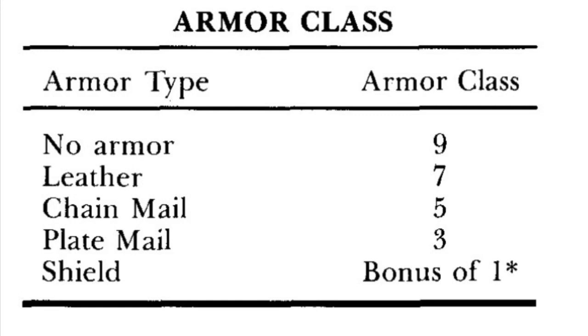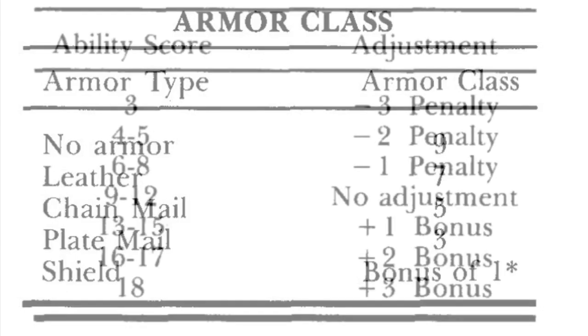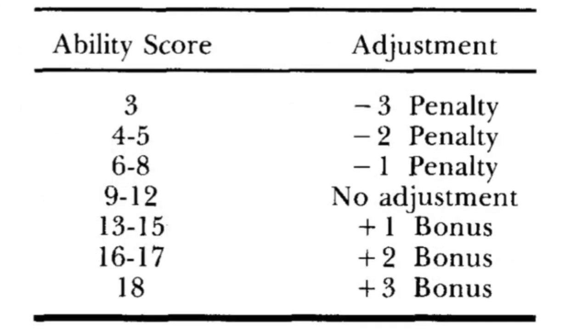So now we want to work out our character's armour class, and you can see that leather armour gives a base armour class of 7. So initially our armour class is going to be a 7. Next we check our character's dexterity score, which is a 9, and we look on the bonuses and penalties for ability scores table to see if there's any adjustment, and with a score of 9 there's no adjustment, so we don't get any bonus to our armour class.